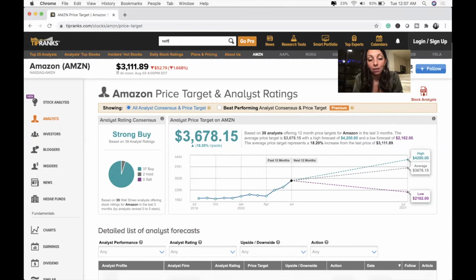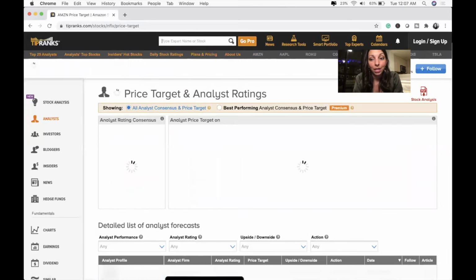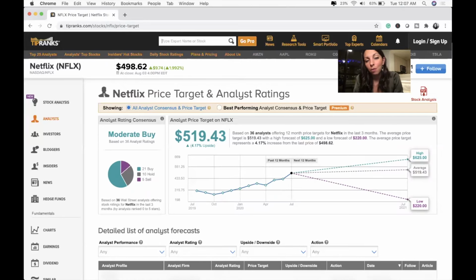Netflix. What are they doing? Okay, a 4% upside. It's at $4.98 right now. It's expected to get to $5.19. I'd pass. And look at that low side. That's a big down. So let's cross Netflix off the list, and we crossed Apple off the list.